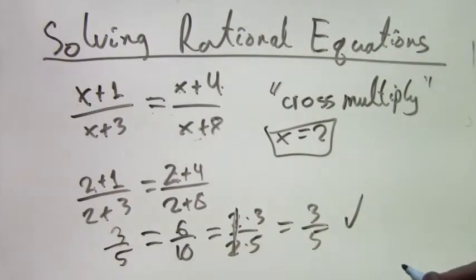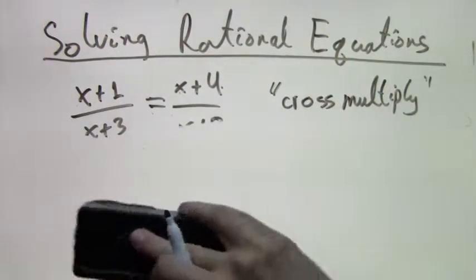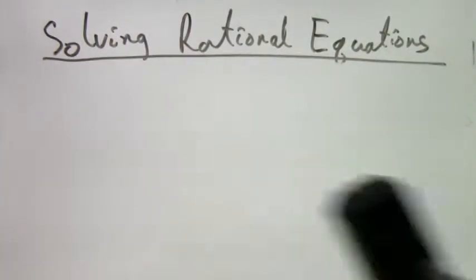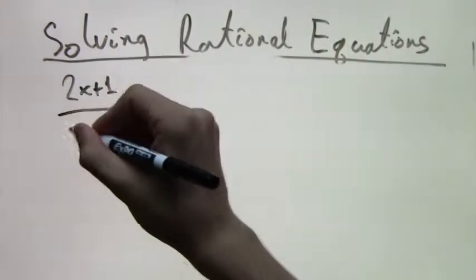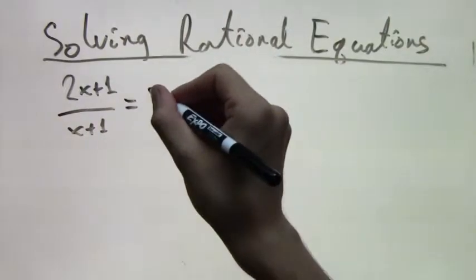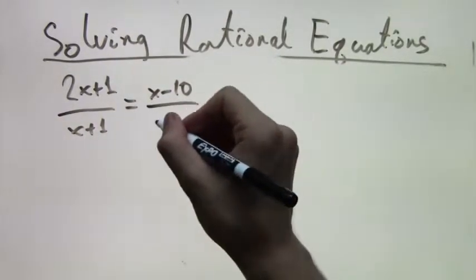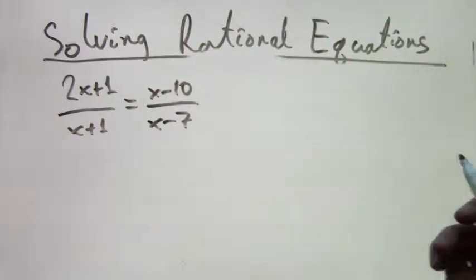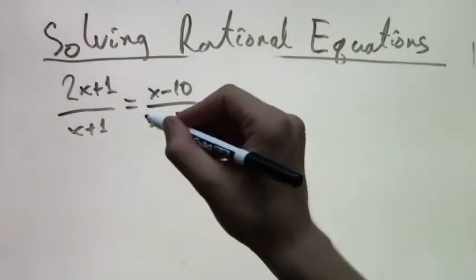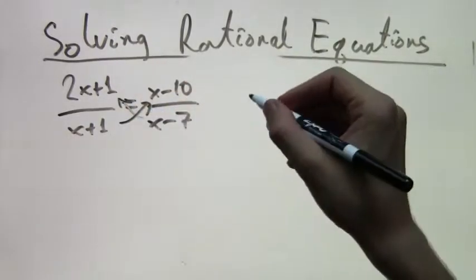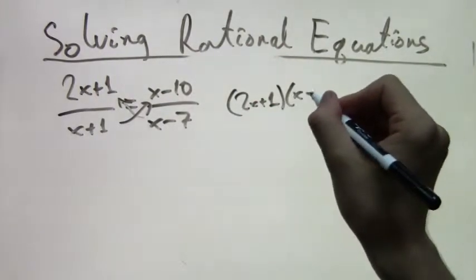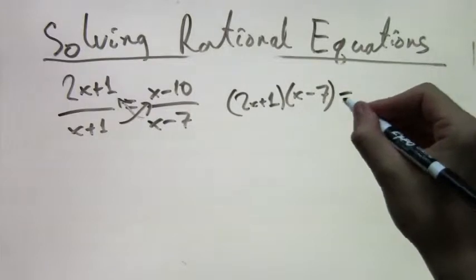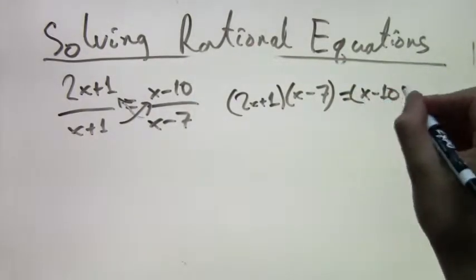So now we're going to do the next example. It's going to be a little bit more complicated. So in this example, we're going to take (2x plus 1) over (x plus 1) equals (x minus 10) over (x minus 7). So again, we're going to want to cross multiply. So our given expression will be the same as (2x plus 1) times (x minus 7) equals (x minus 10) times (x plus 1).